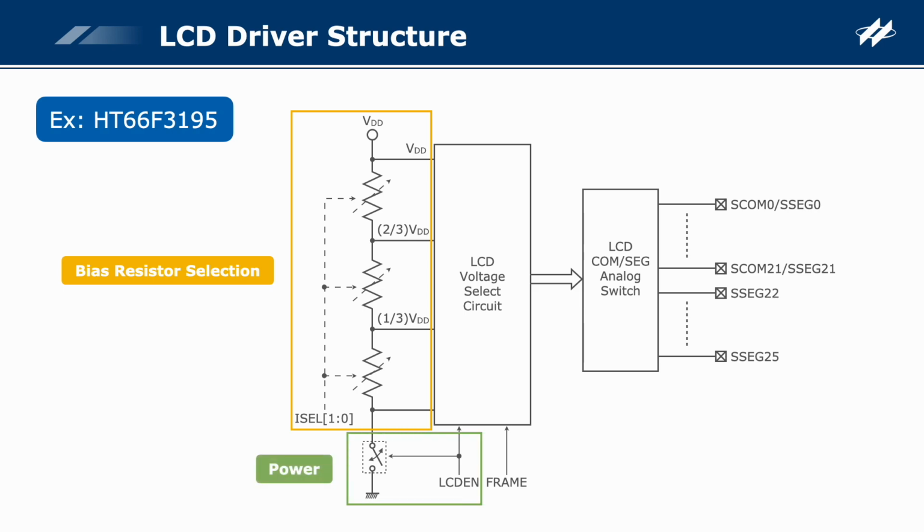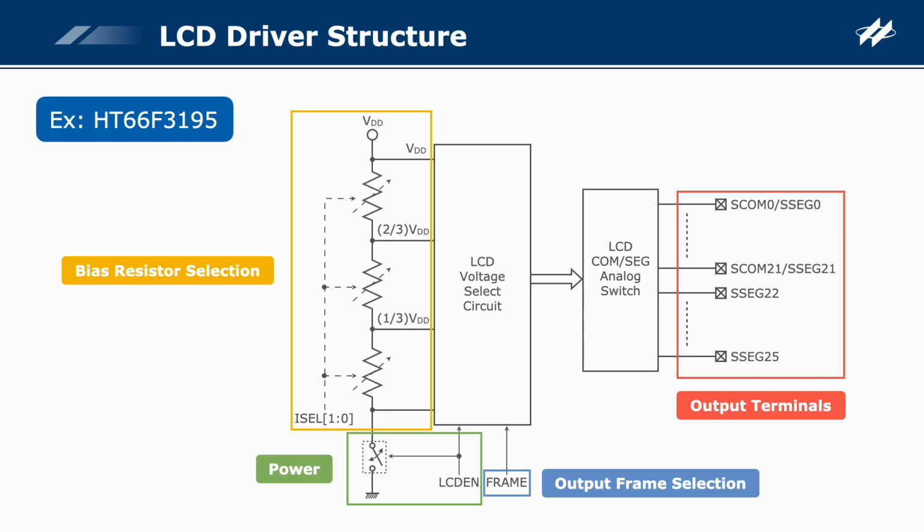The second part is the power. It is controlled by the LCD EN bit, which is used to enable or disable the entire LCD function. The third part is the output frame selection. It is controlled by the FRAME bit, which selects whether to output frame 0 or frame 1 waveform.